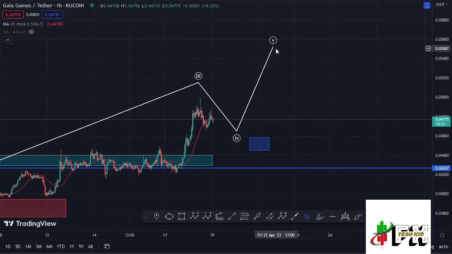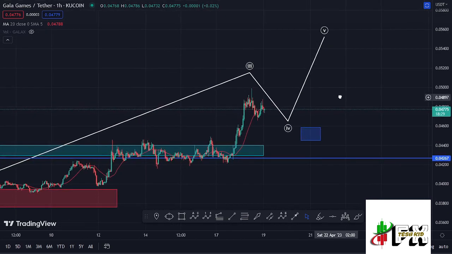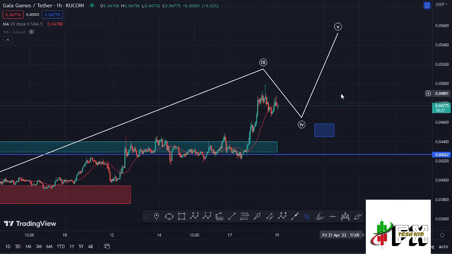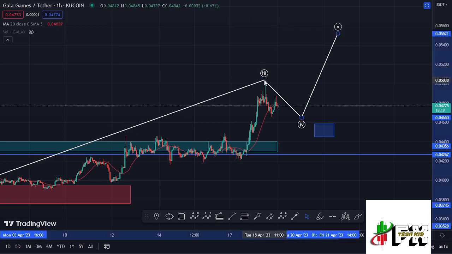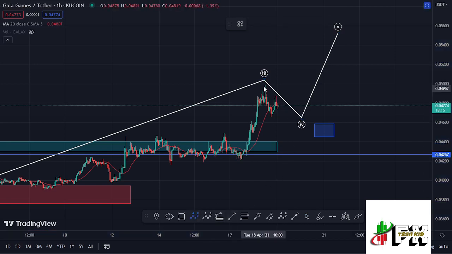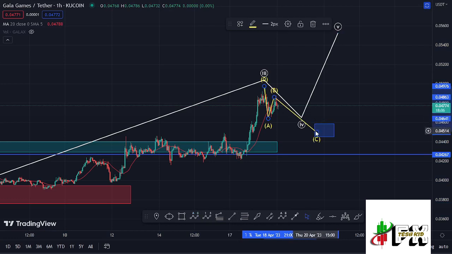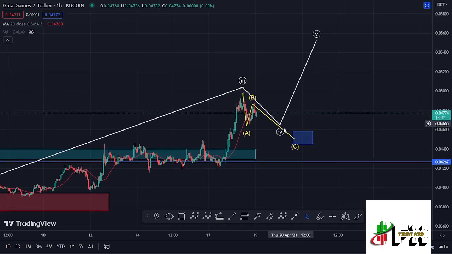So those are the two possible scenarios that could possibly play out here on the Gala Games chart, and we need to be a little bit patient to get a signal on which of these two Elliott wave structures is being obeyed, whether we are going to get one more high in the formation of this wave 3, or whether whatever we are seeing at the moment is the start of an ABC corrective structure to the lower side in this wave 4, where I have minimum target areas within this blue target area, and once it's fully maximized, we can expect another pump in the formation of that wave 5.